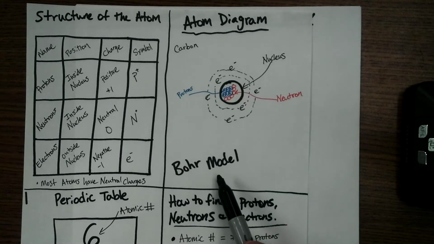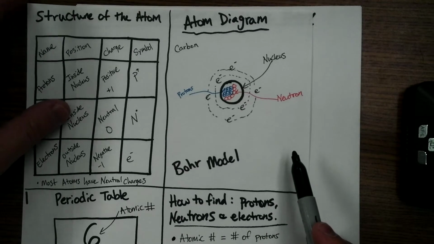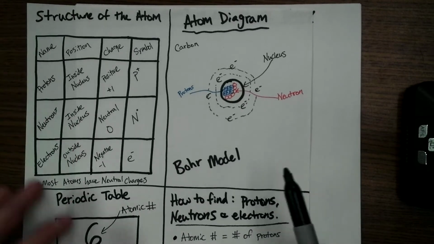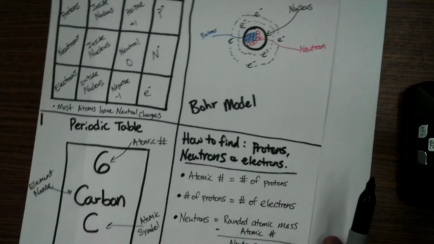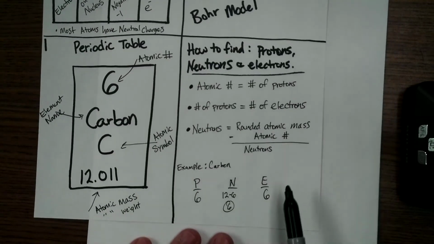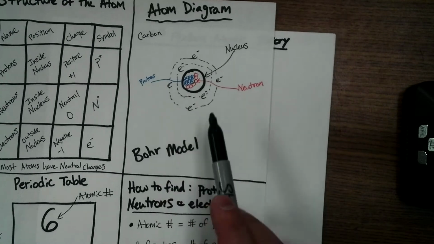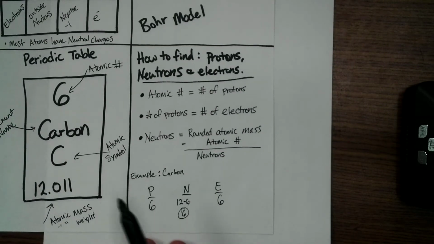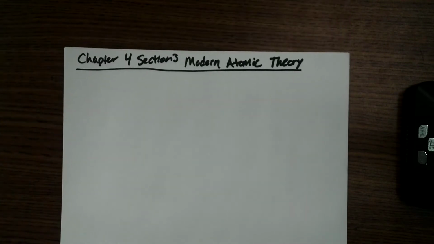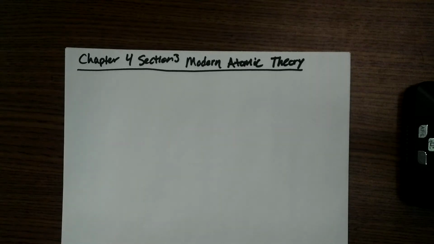And I told you that it was a Bohr model. We probably didn't think much of it, we didn't talk too much about it, that's just what we labeled. And we went through the parts of the periodic table, figured out how to find them, and noticed that this matched up with this and this over here. So today we're going to talk a little bit about Bohr's model.